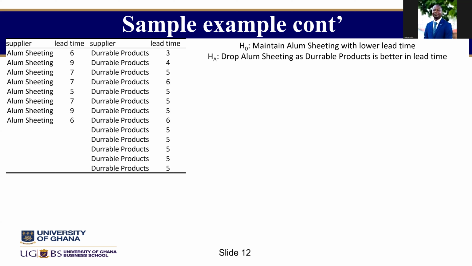Okay, let me try. I think we just count the number of entries we have. So like the alum sheeting, the lead time, for instance, we count how many of them there are, since they've even done it in a table for us. So from here, it's 1, 2, 3, 4, 5, 6, 7, 8. So the sample size for alum sheeting will be 8. I don't know if that's it. And then we also do the same for the durable products, where we count each of them.